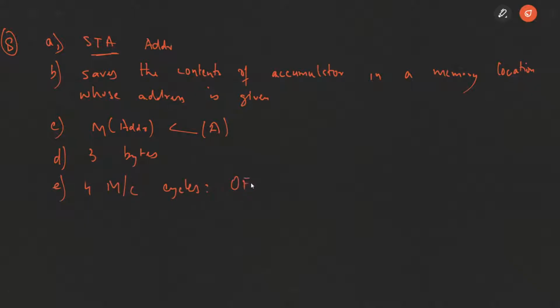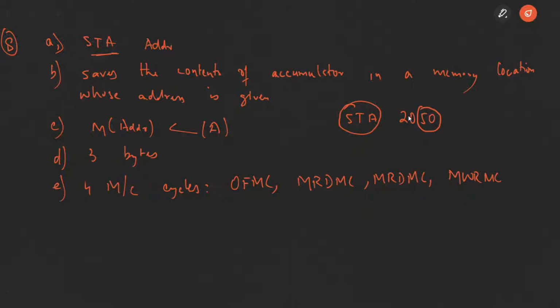What are the 4 machine cycles in this case? The opcode fetch machine cycle is 1 machine cycle. Then you have the memory read machine cycle, then again the memory read machine cycle, and then the memory write machine cycle. For example, we are having STA 20F0. So whatever is in the accumulator is written onto that memory location. Opcode fetch will consume one machine cycle. Then you read the address: read the first part and store it in Z, then read the next part and store it in W. And now in WZ we already have the memory location.